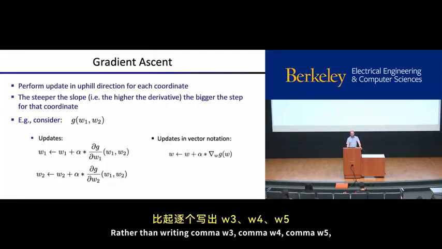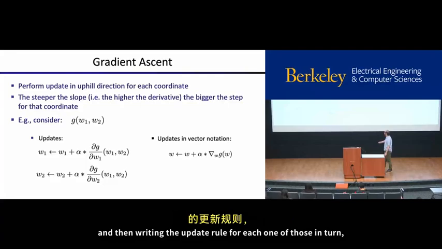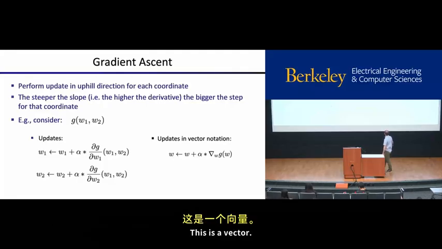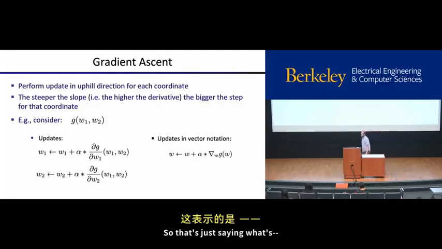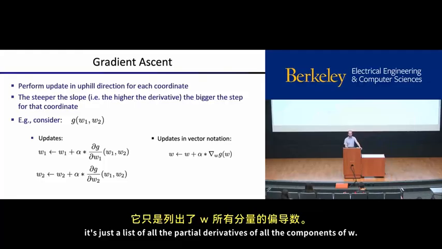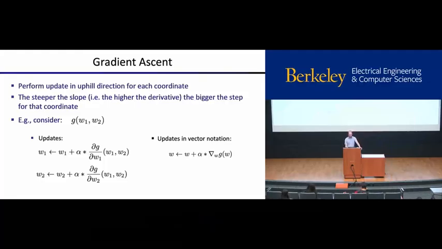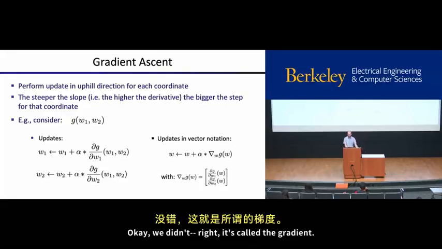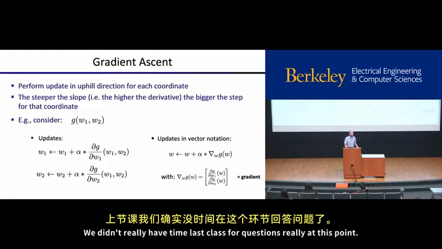Okay. Rather than writing comma W3, comma W4, comma W5, and then writing the update rule for each one of those in turn, it's easier to write in this notation where this is a vector, that's a number, this is a vector. So that's just a list of all the partial derivatives of all the components of W. There you go. That's what it is. Right, it's called the gradient. We didn't really have time last class for questions at this point.